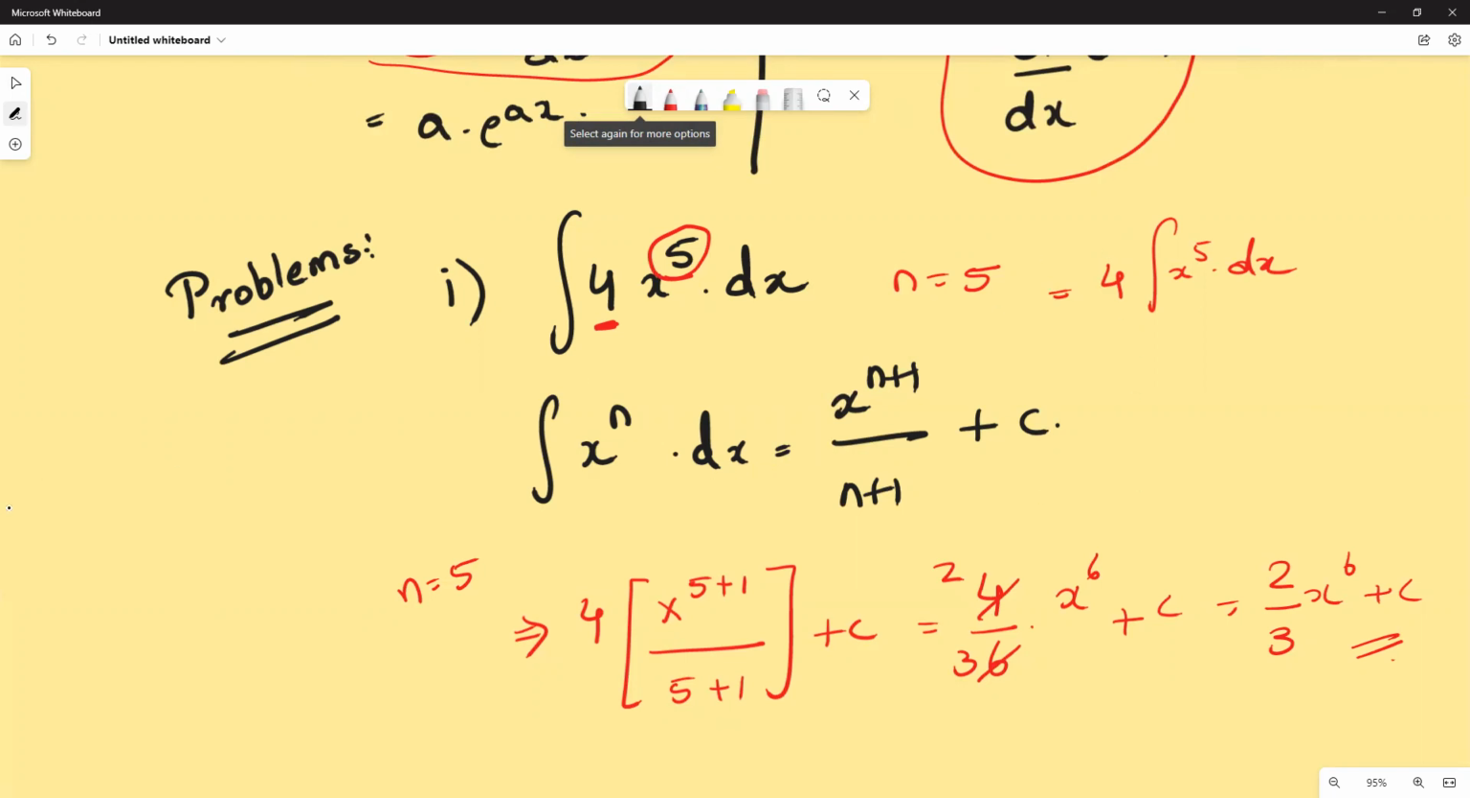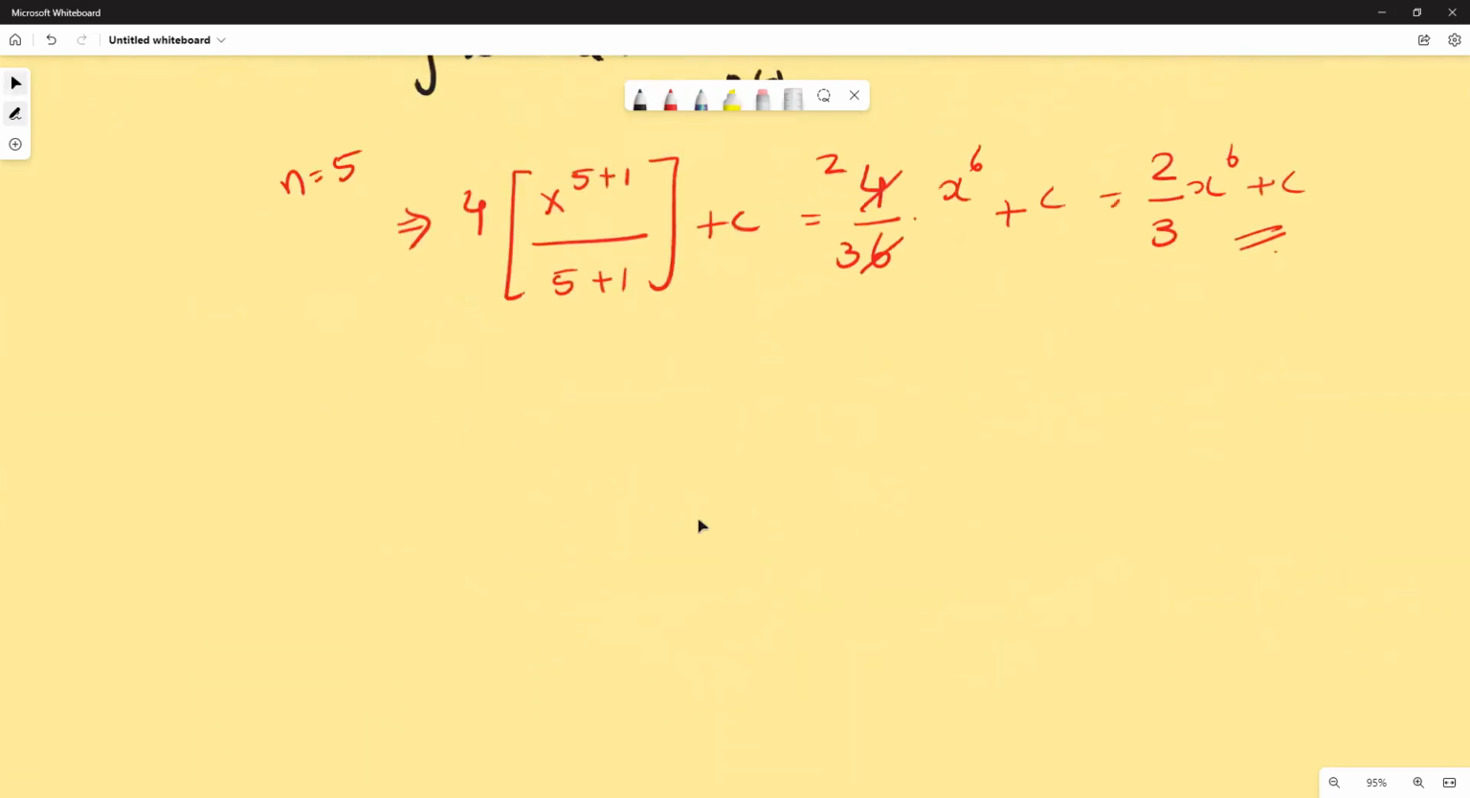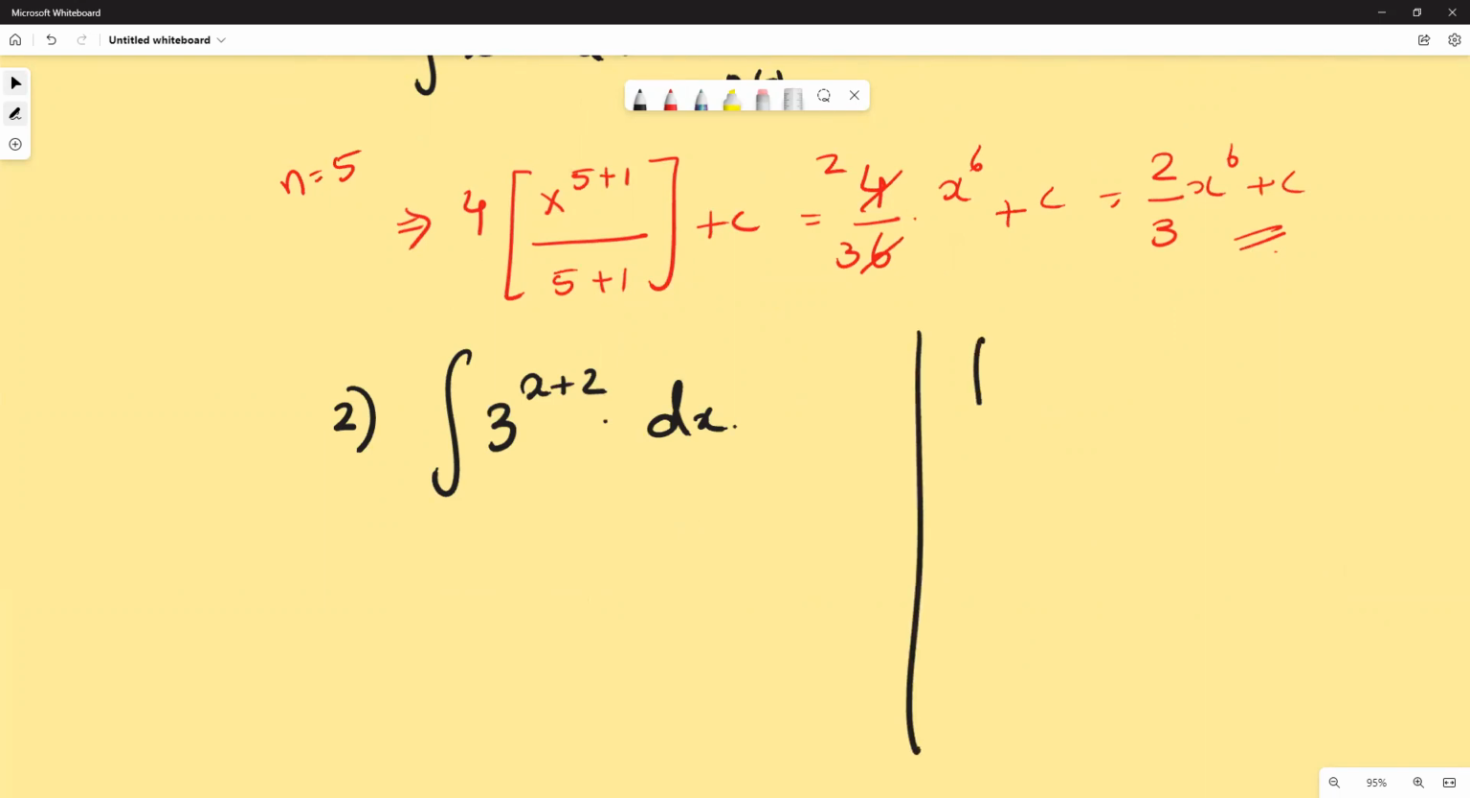Now let's go to the second problem. Let's solve the second problem. Integral 3 power x plus 2 dx. Now I know the formula that integral a power x dx is equal to a power x by log a plus c. Right? A power x divided by log a plus c.